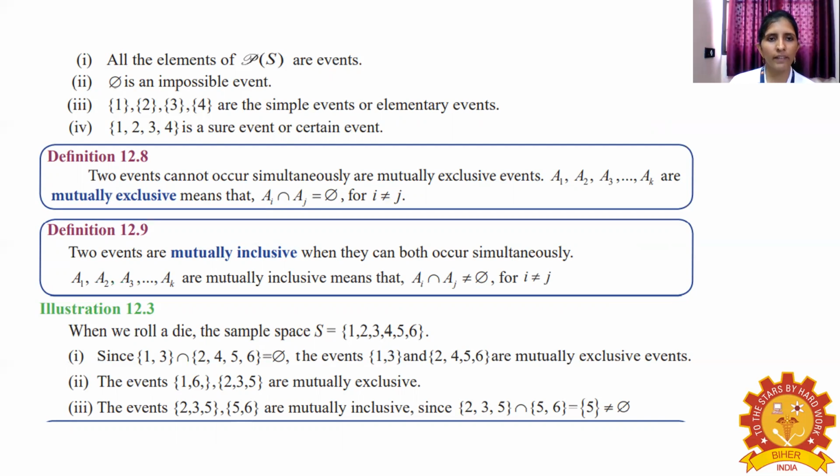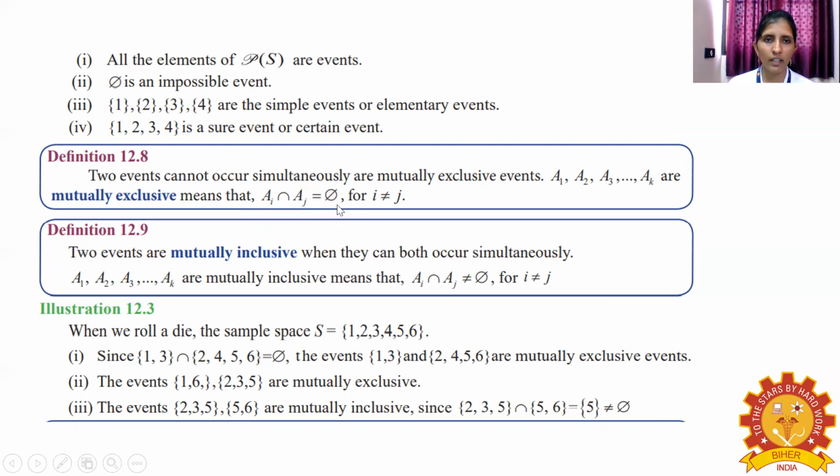So next, two events that cannot occur simultaneously, we call a mutually exclusive event. Okay, so A1, A2, A3 to AK are mutually exclusive, and it means that Ai intersection Aj is equal to phi for i not equal to j. As you can see, intersection represents that there are no common elements in both Ai and Aj. Therefore we get a null event.